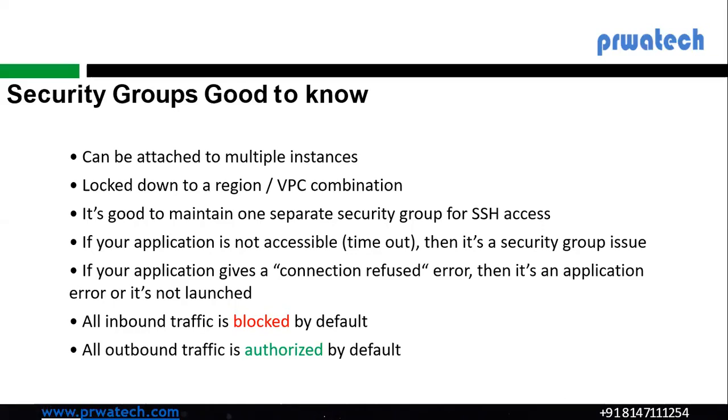And next, if you have different ports, you can maintain them, like for SSH or HTTP, by separating each into its own security group. And if you're hosting an application and you get a timeout error, that will be your security group issue. And if your application gives a connection refused error, then it will be your launch. You just have to check whether your EC2 instance is running or not.